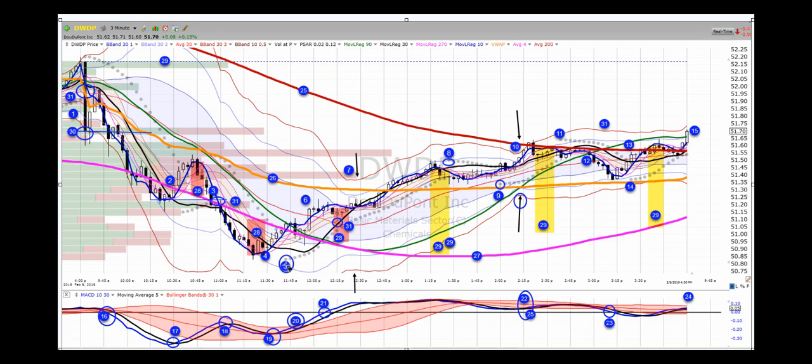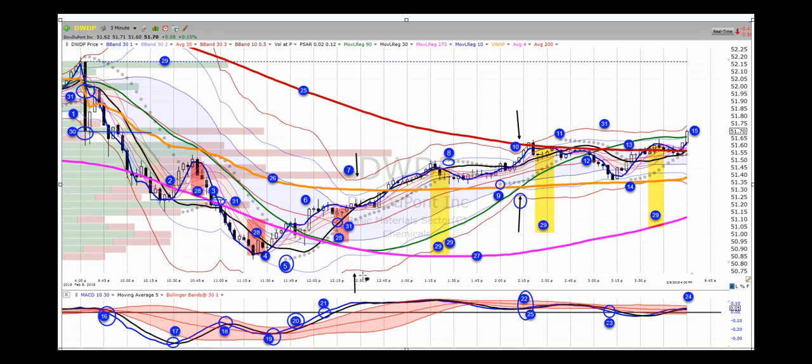Number 5 was a PSAR flip. Number 6 is the actual owl entry, because you have the unambiguous move, P1, RLXD, dragon rolling up, and now finally the 30 rolls up, and so you get an owl entry right here at 6.